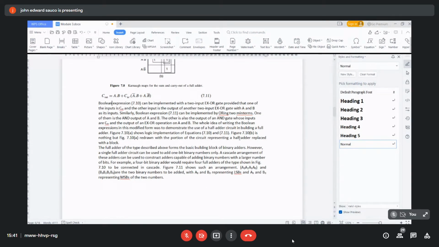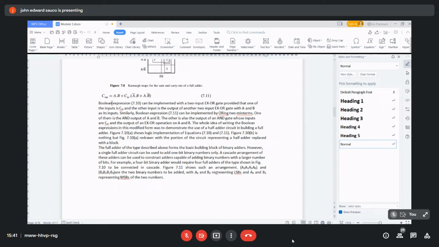Redraw the portion of circuit representing the half adder replaced with the block. So, yung full adder of type described above form basic building blocks of binary adders. However, a single full adder circuit can be used for one-bit binary numbers only. Cascaded arrangement of this adder can be used to construct adder capable of adding binary numbers with larger number of bits. Example, a 4-bit binary adder would require 4 full adders of the type shown in 710, connected in cascade. The 711 shows the arrangement for two binary numbers.